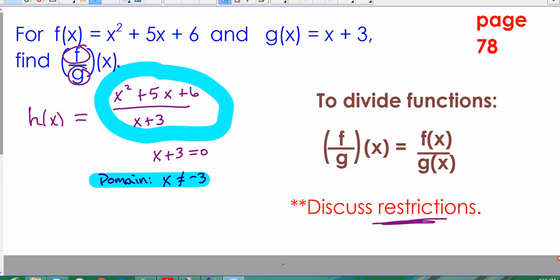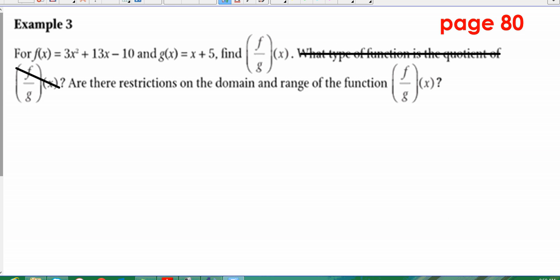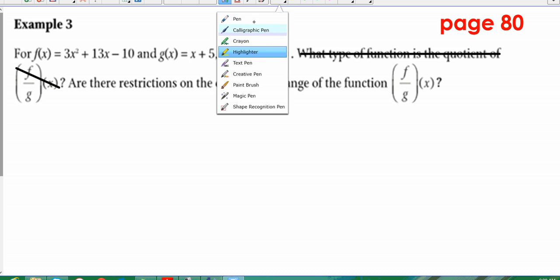All right, so now you guys try. If you turn to page 80, example 3 is going to ask you to do the same thing. You have an f of x function, you have a g of x function, and we want to divide. So go ahead and see if you can do that on your own.